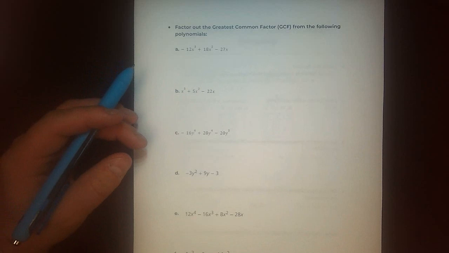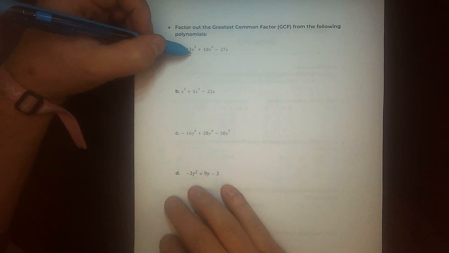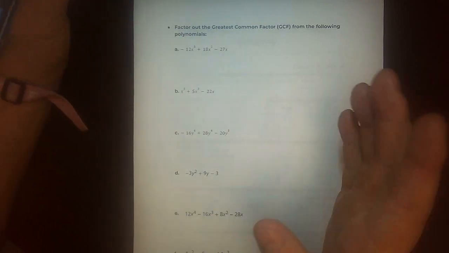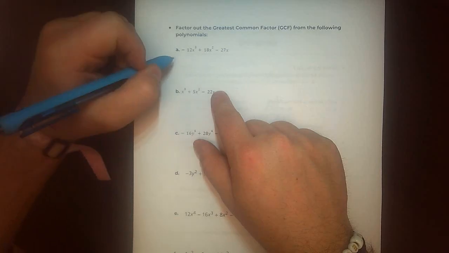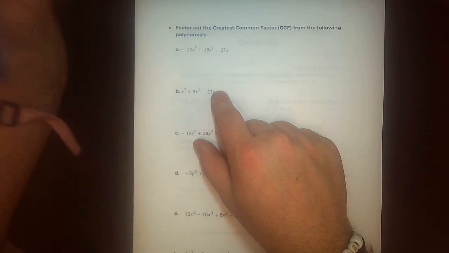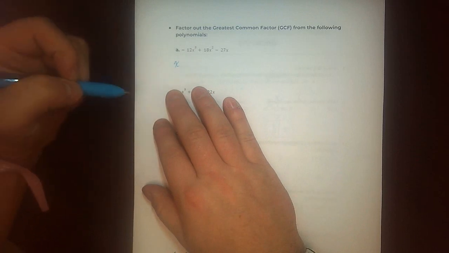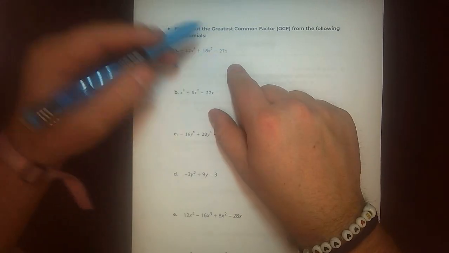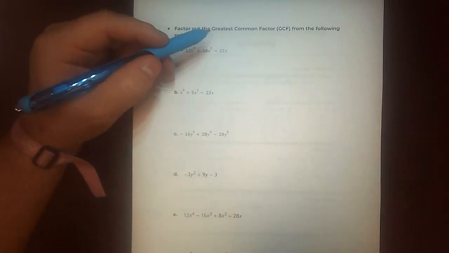All right, so let's look at this one first. Negative 12x to the third power plus 18x squared minus 27x. Now, real quick, do these all have an x? These all share an x, right? Yeah, we can go ahead and factor an x out. So I'm just going to put the x right here. Now, we can't factor x squared out because this does not have an x squared. The most we can factor out is just the lowest x value, which is this x right here.